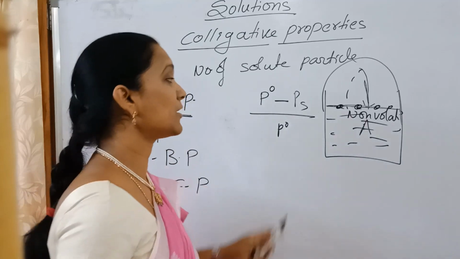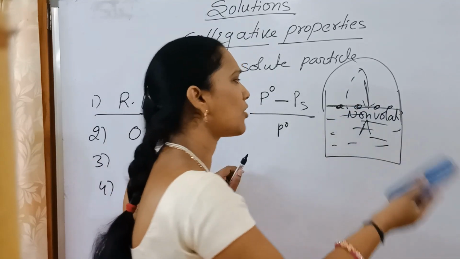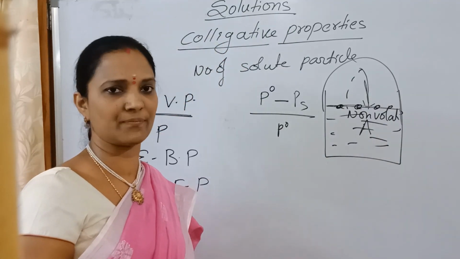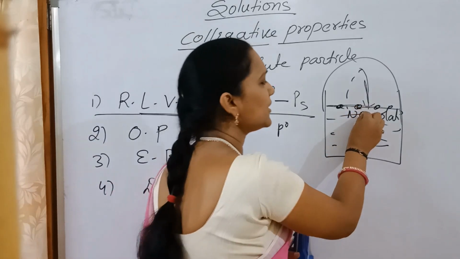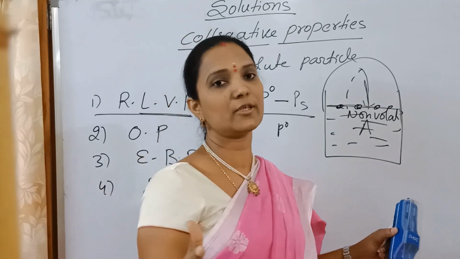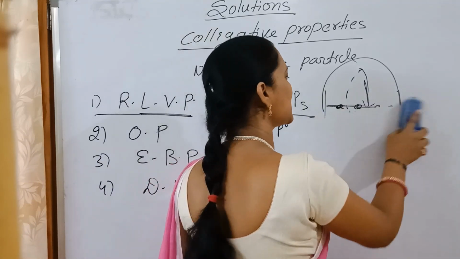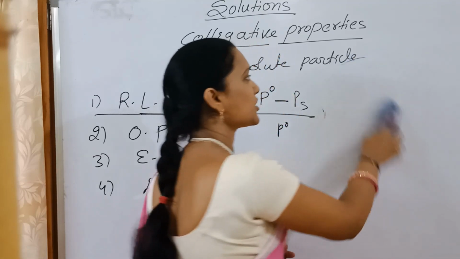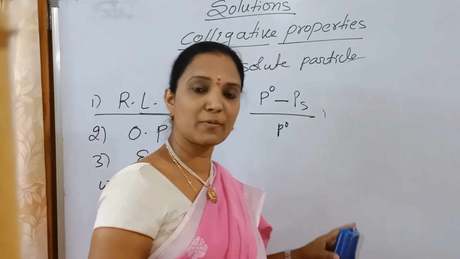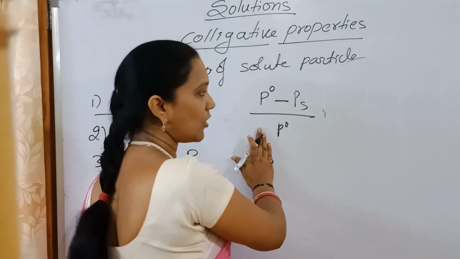So here it depends on the number of solute particles. But how to decide it is a colligative property? If you are adding more non-volatile solute, then the vapor pressure decreases more. If little non-volatile solute is added, there is less decrease in vapor pressure. If more non-volatile solute is added, there is more decrease in vapor pressure. Nothing but the decrease in vapor pressure increases with an increase in the concentration or number of solute particles. Yes or no? The decrease in vapor pressure depends on the number of solute particles. Nothing but it is a colligative property.